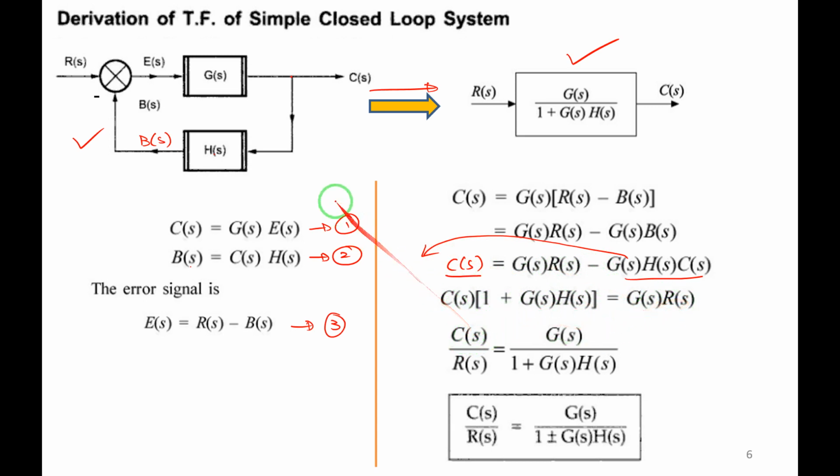So the transfer function is the ratio of output to input, right? We want to obtain the transfer function C of S by R of S. So C of S, take this R of S this side. C of S by R of S is equal to G of S divided by 1 plus G of S into H of S. This is the transfer function we have obtained of the simple closed loop system.